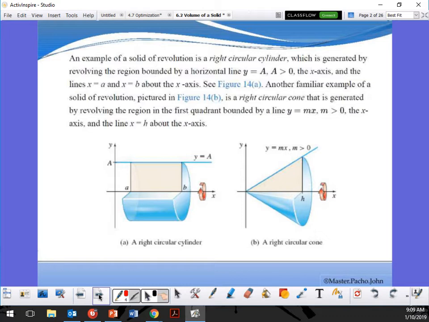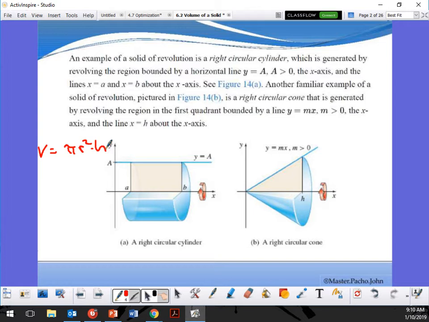So this one right here is a cylinder. The volume of a cylinder is going to be pi r squared times the height, right? Say yes. Yes. Yeah, that's the volume of a cylinder.